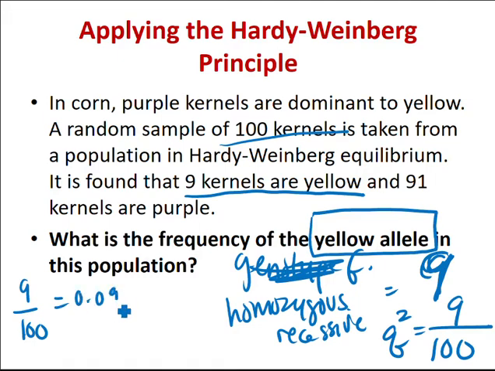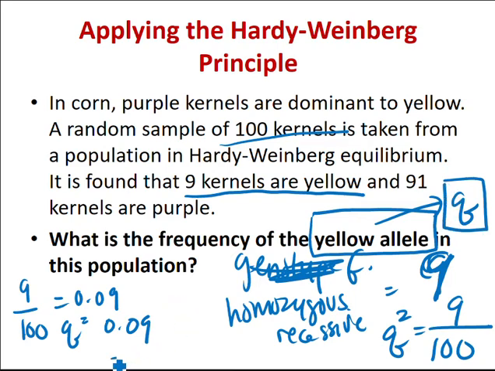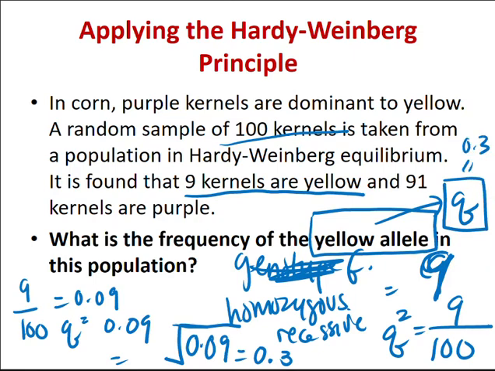Then you will get 0.09. So Q squared is 0.09. The question wants the yellow allele, which means the question wants only Q. So all you have to do is square root this Q squared, and then you will get 0.3. So Q is 0.3. Now, always start the question by finding Q. Always find Q first.